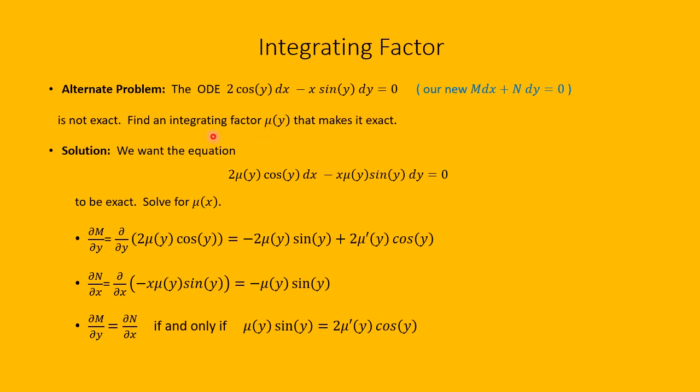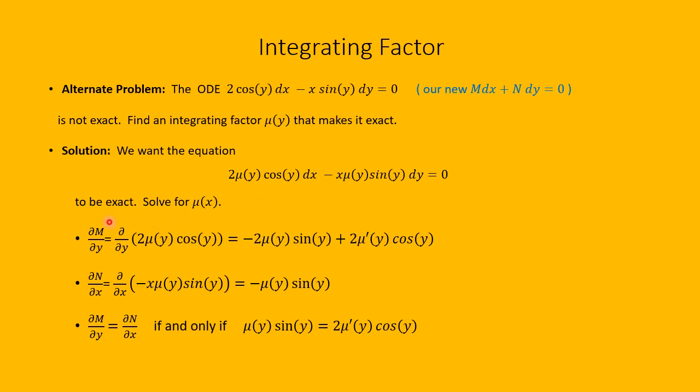Okay, so what we want to do is the following. We want to multiply both sides of this equation by mu of x, so that we get 2 mu of x cosine y dx minus x mu of x sine y dy equals 0. And we want this to be exact. So we want the partial derivative of this with respect to y to equal the partial derivative of this with respect to x. And hopefully that will allow us to figure out what the mu of x has to be, if such a mu of x exists.